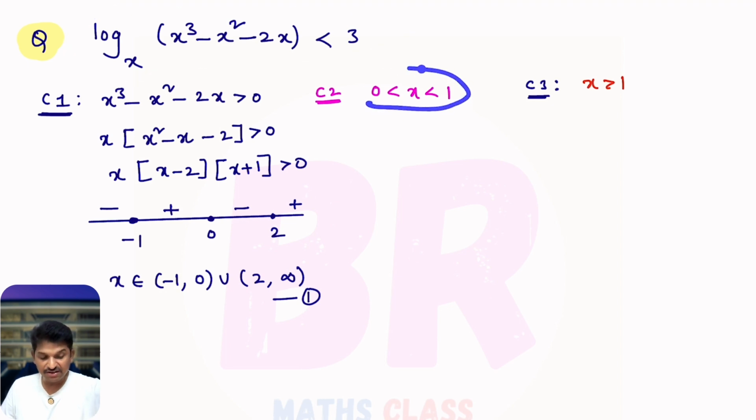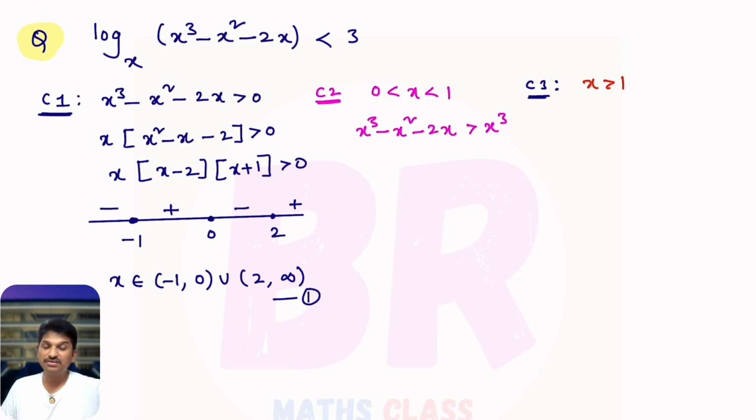As the base value lies in between 0 and 1, when I apply the logarithm definition, the inequality sign changes because the base value is less than 1. So what will this become? Solve this inequality: x cube minus x square minus 2x. Take this to this side. Does the inequality sign change or remain the same? As the x value lies in between 0 and 1, the inequality sign changes. That less than symbol changes to greater than x power 3.